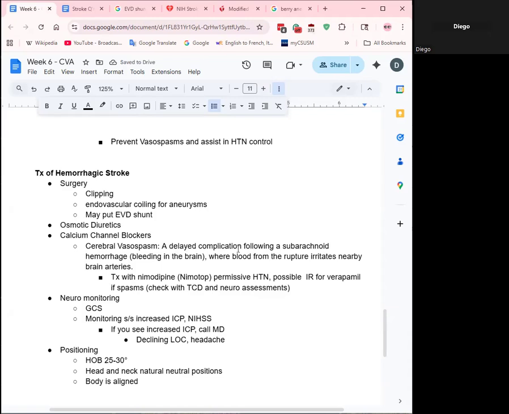This one specifically mentions the subarachnoid hemorrhage. That's one of the types of hemorrhagic strokes. The calcium channel blocker that's usually used is nimodipine, which is called Nimotop. It's the specific one used to help prevent vasospasms, because the vasospasms could make the ICP worse.